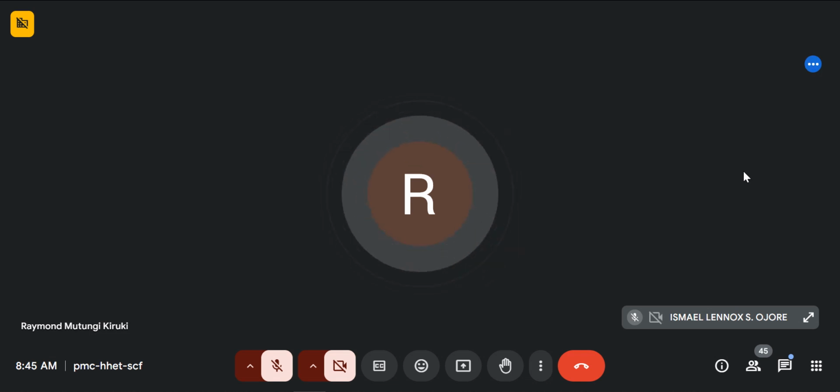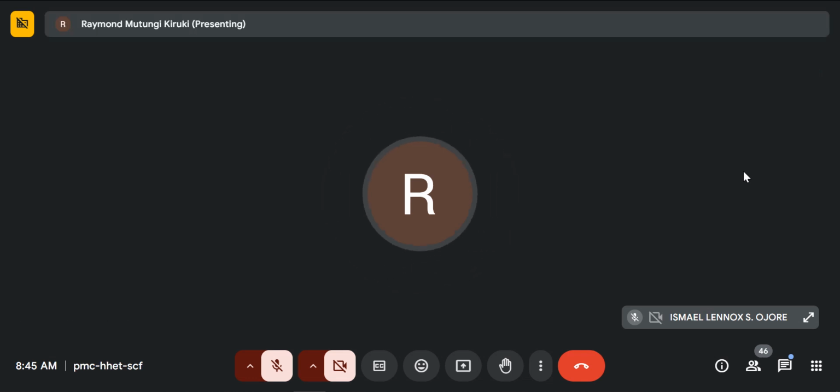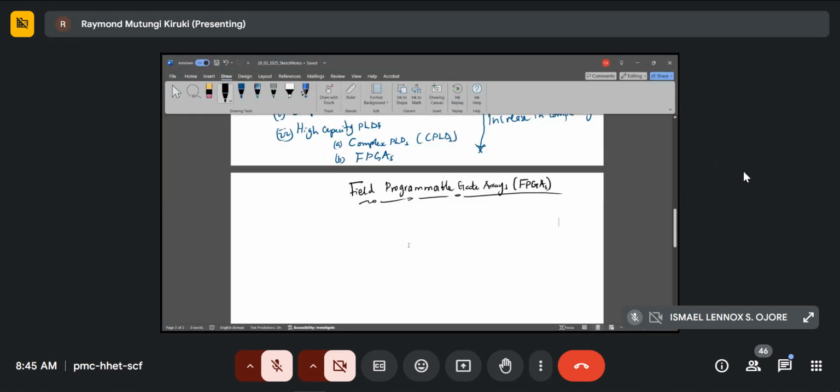So let me get back to our Word document, and we can make a few notes on what we have seen within the FPGA. So the main building blocks, as we have already seen, there is a configurable logic block.